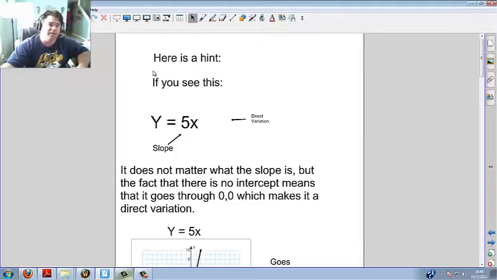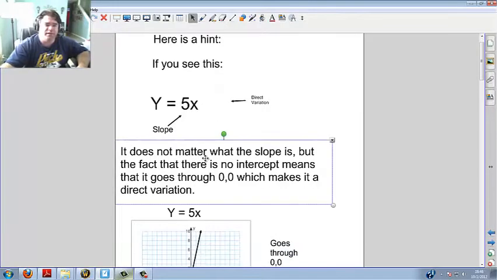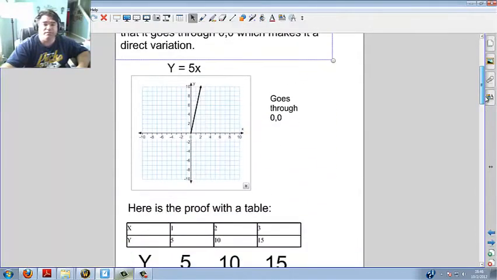And we're back. Here's a hint. If you see y equals 5x, and no plus or minus after, that's a direct variation. If there's a plus or minus after, it isn't a direct variation. So it does not matter what the slope is, but the fact that there's no intercept means it goes through 0, 0, which makes it a direct variation.